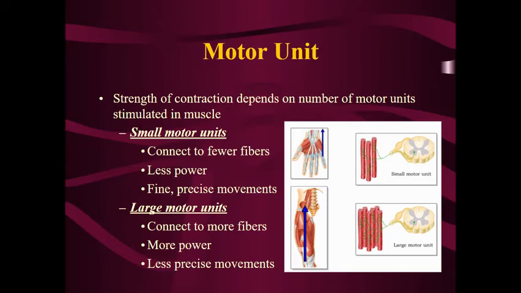So small motor units connect to fewer fibers. Because of that, they produce less power upon contraction, but they're also in control of more fine and precise movements. Where large motor units will connect to more fibers. Because of this, the contraction will have more power, but it means it'll have less precise movements. And anytime we want a stronger contraction, we have to recruit or stimulate more motor units.